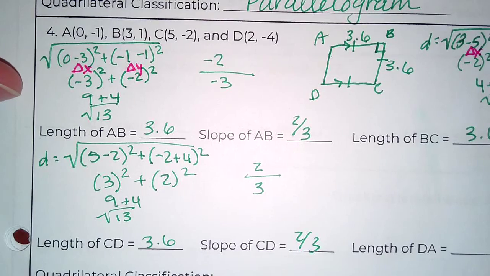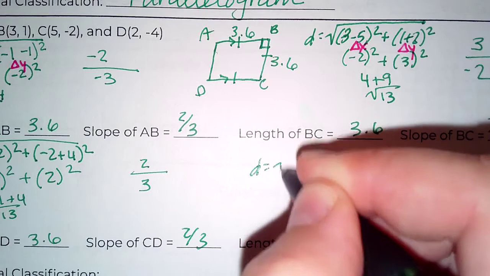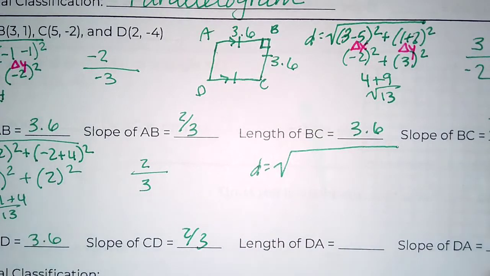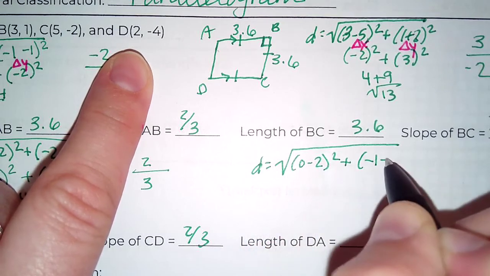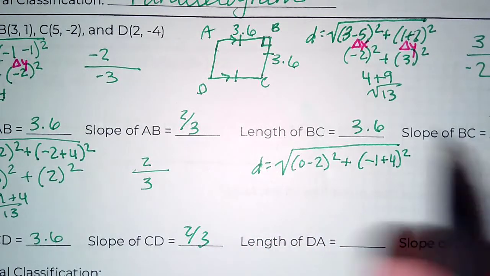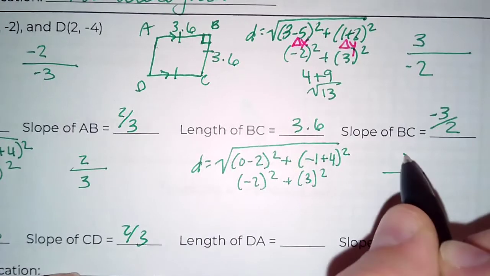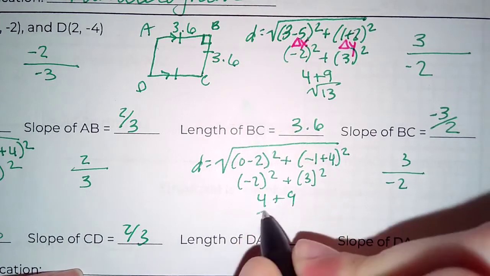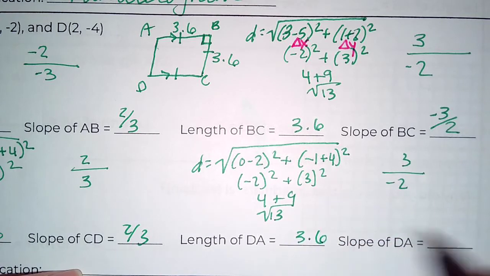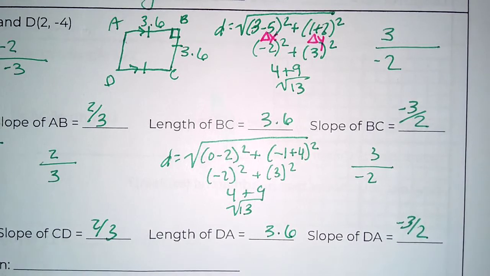Lastly, length of DA. So D to A, so 0 minus 2 squared plus negative 1 minus negative 4, so plus 4 squared. So we got negative 2 squared plus 3 squared. So that's 3 over negative 2 again. 4 plus 9, square root of 13, 3.6. Slope is negative 3 over 2. So yes, this is for sure a square.